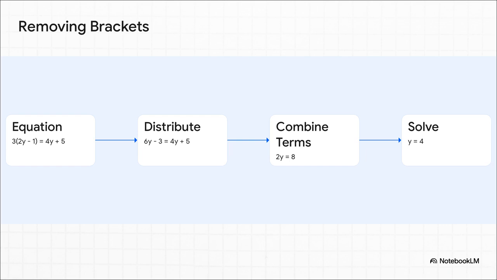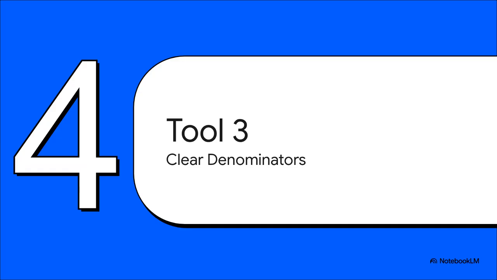Check this out. To unlock that bracket, we use something called the distributive property. We just multiply the 3 on the outside by everything on the inside. So 3 times 2y gives us 6y, and 3 times -1 gives us -3. And boom, the brackets are gone. Now, doesn't that look familiar? We just grab tool 1 again, combine our y terms, solve it out, and we find that y equals 4. Easy!